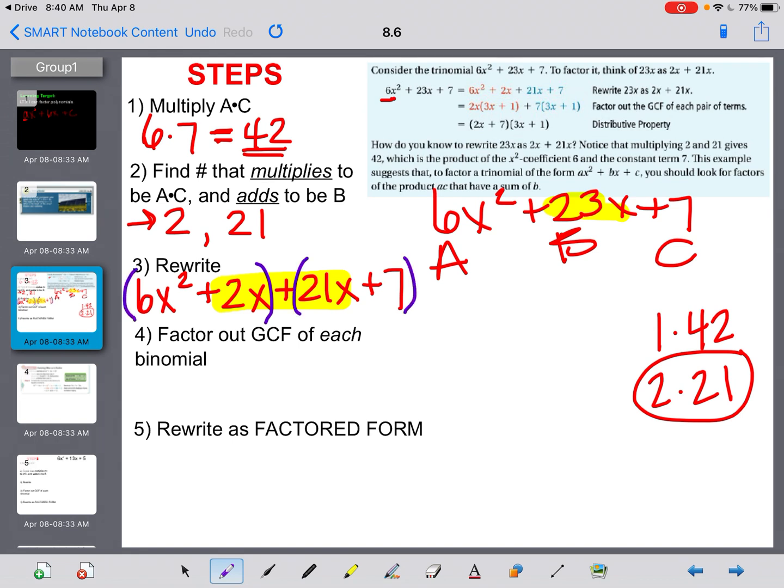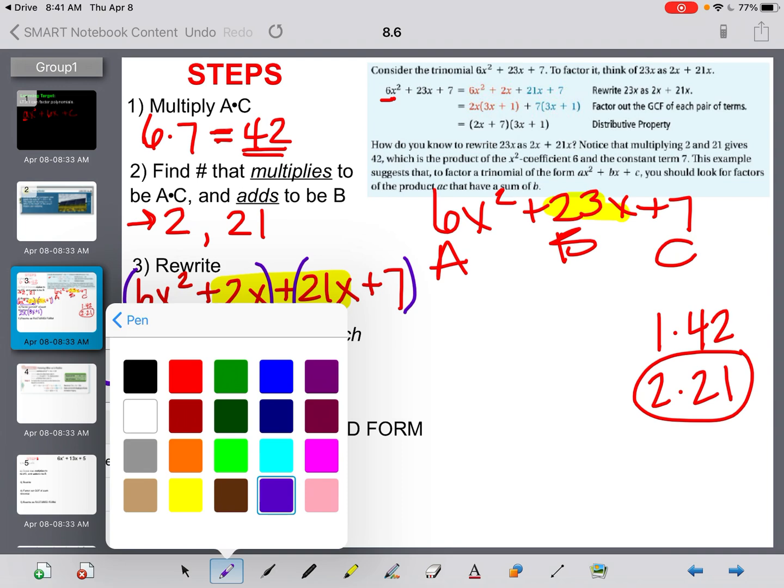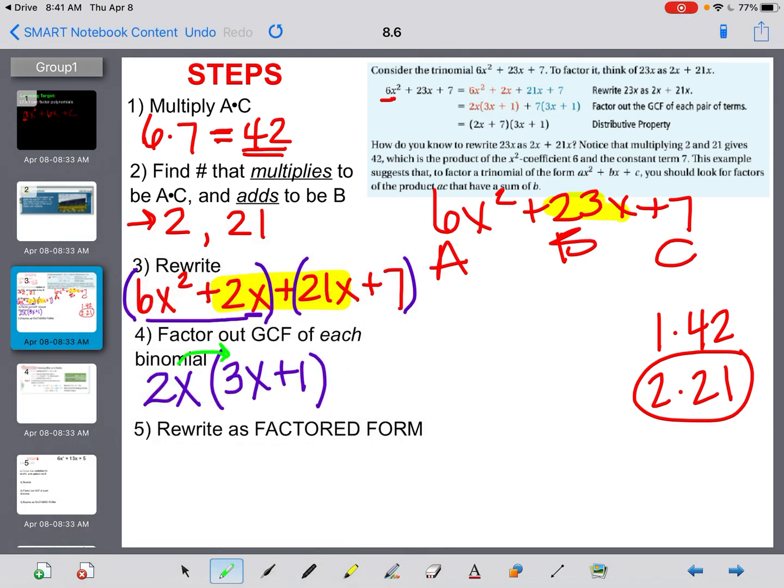and complete step 4, where I factor out the GCF of each binomial. So the greatest common factor of 6x squared plus 2x, something I can divide them both by, that can come out of both. I can take a 2, and because they each have at least 1 x, I can also take out an x. When I do that, that leaves me with 3x plus 1. Now remember, you can always double check that by distributing. 2x times 3x would give me this 6x squared, and 2x times 1 gives me this 2x, so I know I did the right thing.